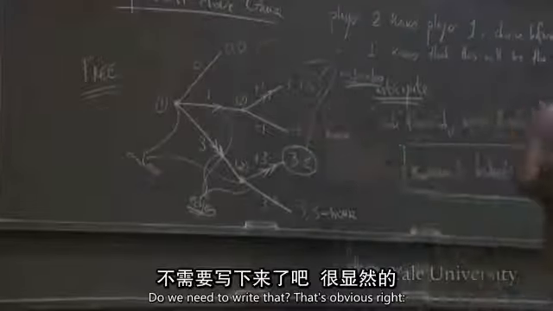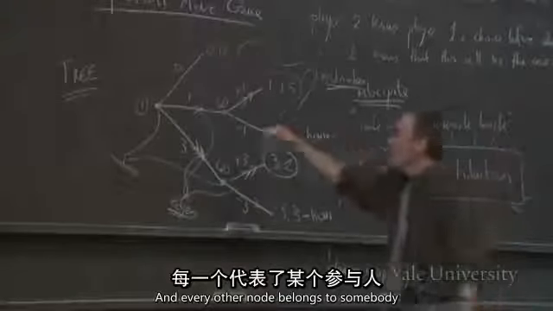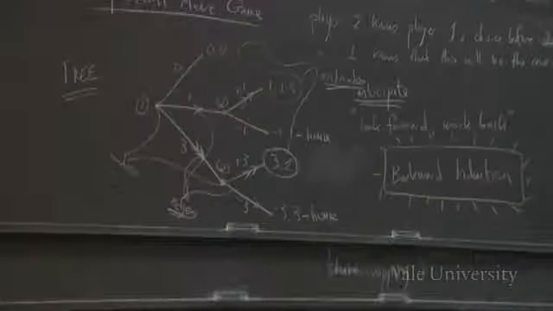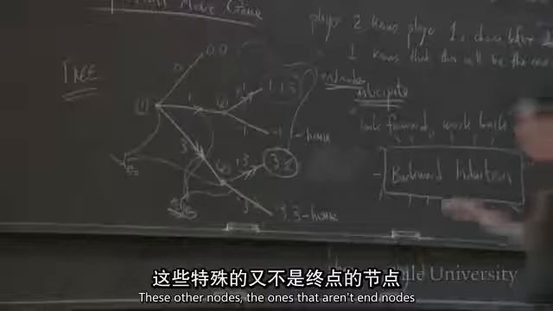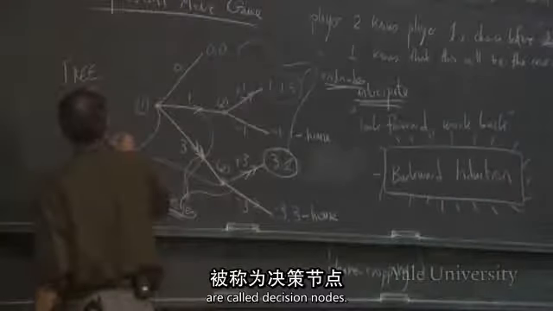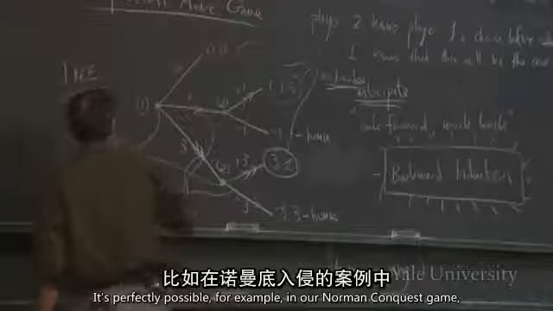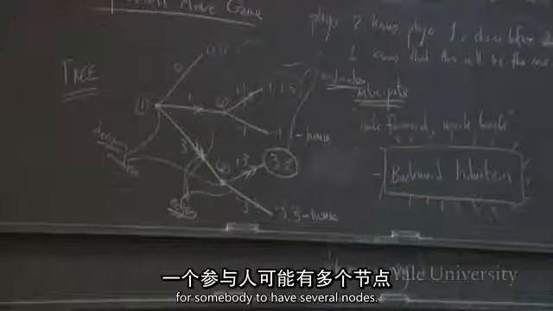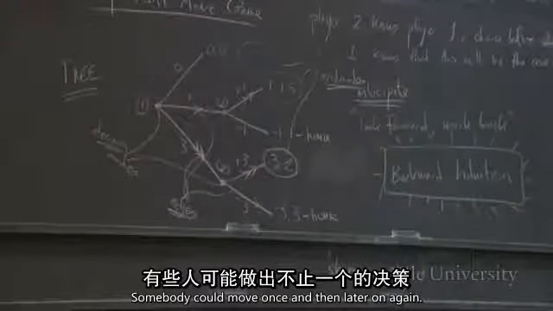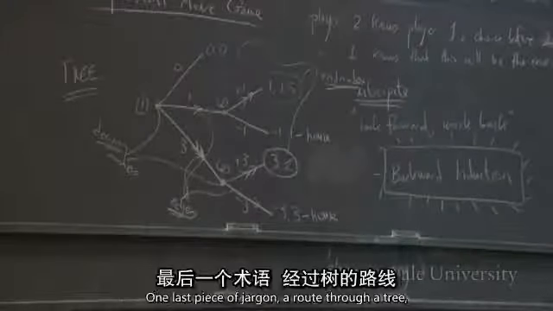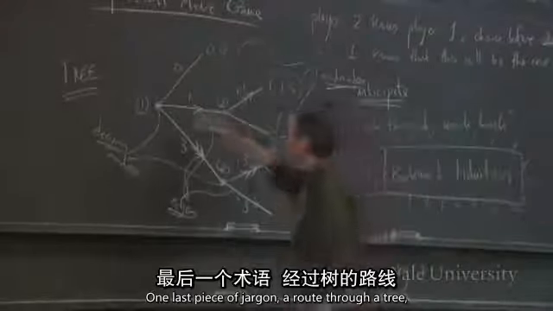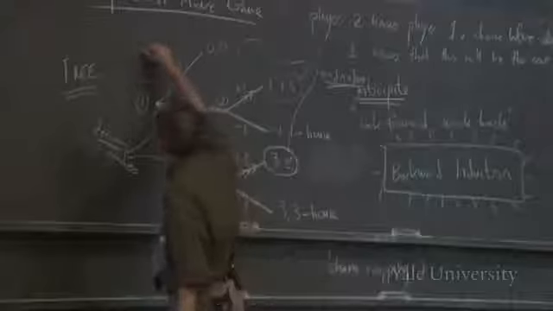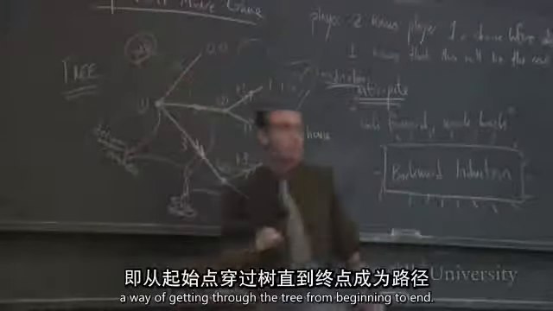That's obvious, right? They're associated with payoffs. And every other node belongs to somebody whose turn it is to make a decision at that node. So these other nodes, the ones that aren't end nodes, are called decision nodes. And it's perfectly possible, for example, in our Norman Conquest game, for somebody to have several nodes. Somebody could move once, and then later on in the game. There may also be nodes that are never reached in a game. One last piece of jargon, a route through a tree from the beginning to an end is called a path. A way of getting through the tree from the beginning to the end.